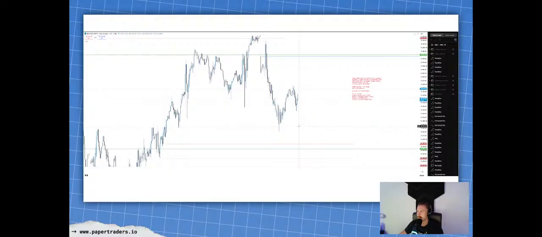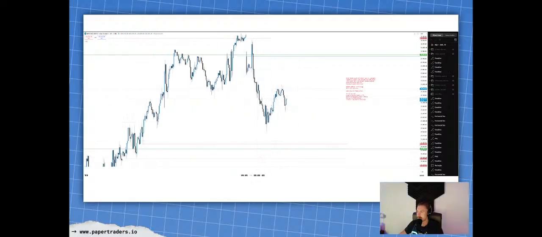So yeah, right, so there's the sweep of that liquidity. We have this fair value gap over here that I kind of smacked right into.